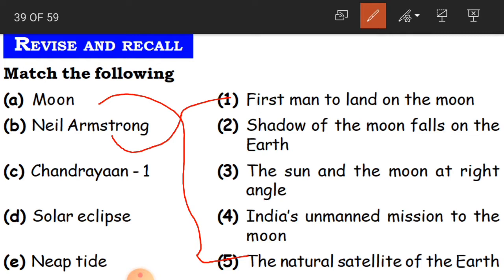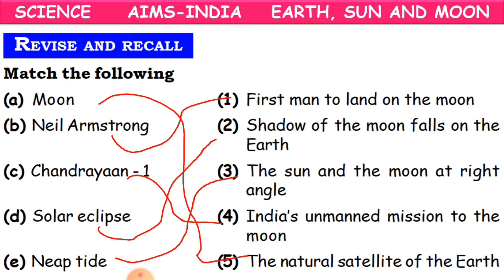So B is for the first option. Chandrayaan 1. This is a mission, and it is India's unmanned mission to the moon. Okay. Solar eclipse. What is solar eclipse? The shadow of the moon falls on the earth. When the shadow of the moon falls on the earth, what happens? We will be having a solar eclipse. So neap tide. Neap tide is the sun and the moon at the right angle. So this is how we have learnt about these topics, that is moon, neap tide, solar eclipse, Chandrayaan and Neil Armstrong.